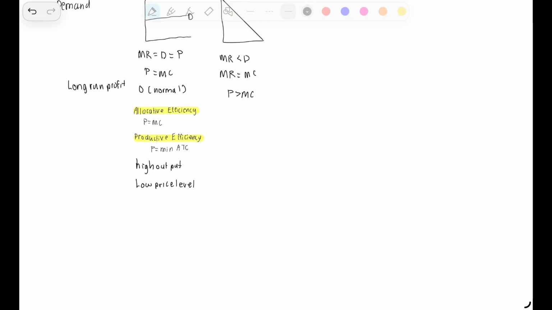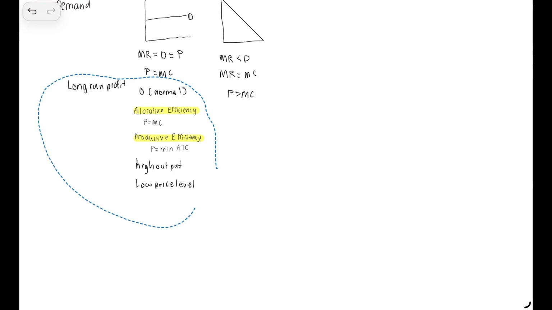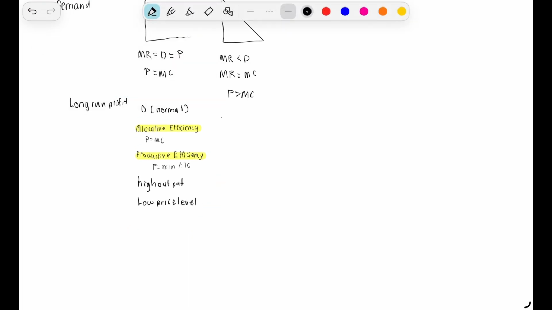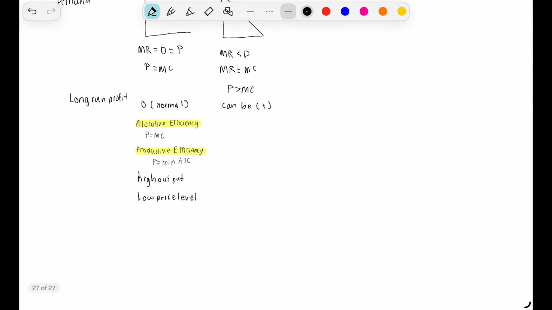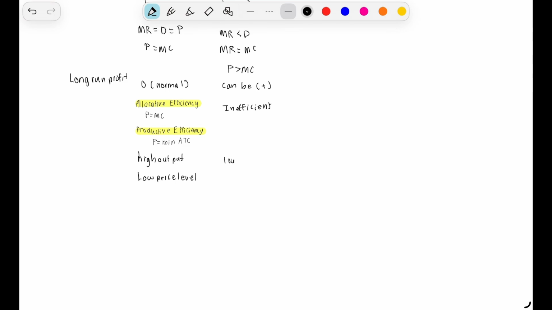Your long run profit can be equal to 0. No, I mean, it can be positive. In terms of efficiency, it's inefficient. And the output level, you have lower output level than you do when you have perfect competition. And you have high price level. So keep those in mind.